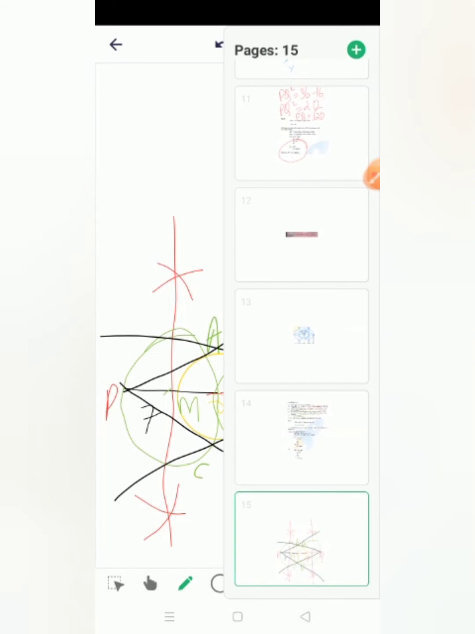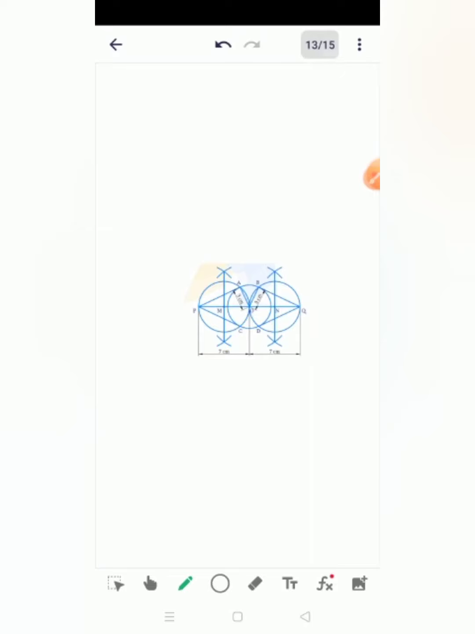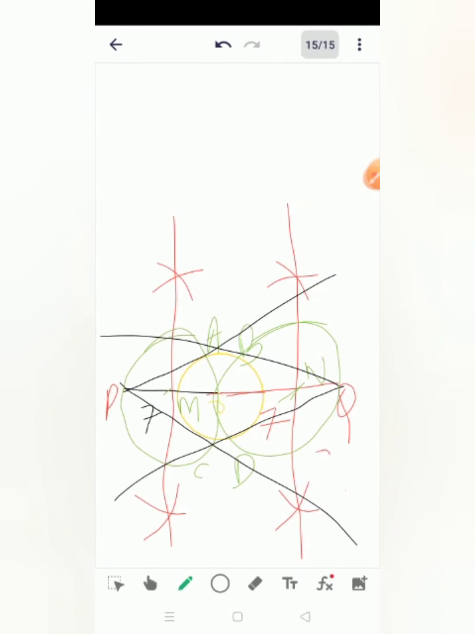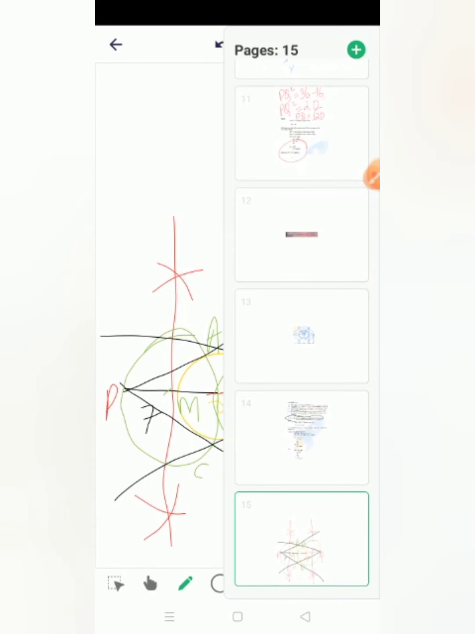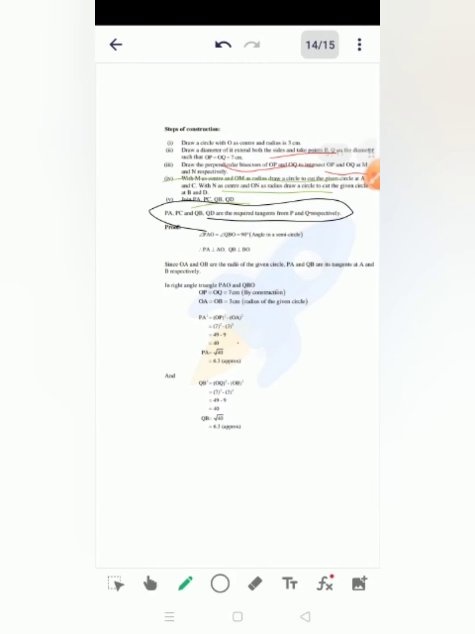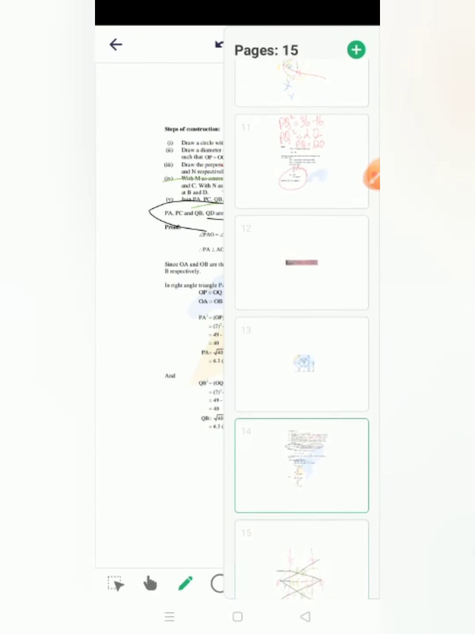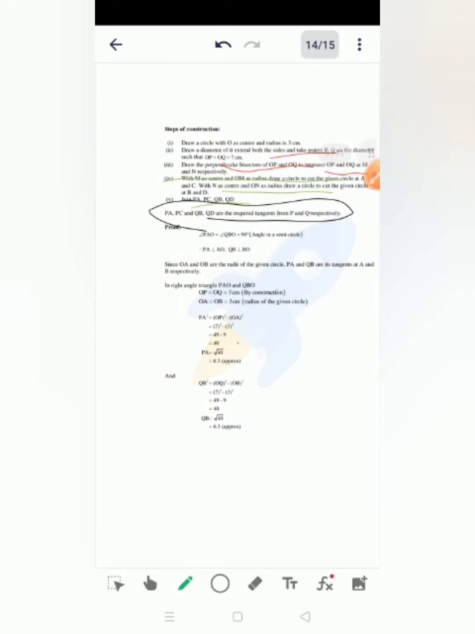After this, let's see what they told us to do. After joining all that, these four, PA, PC, QB, QD, are the required tangents. Now to prove these, first you measure the length of the tangents. You will get 6.3 centimeter. And after that, you have to do this proof.